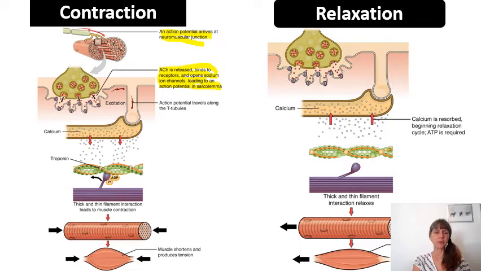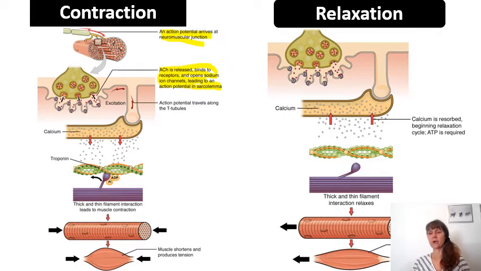Calcium binds to troponin, that pulls tropomyosin out of the way, and now the myosin heads can form a cross bridge with the myosin binding sites on actin. And then we have what is referred to as the sliding filament theory, where the actin is pulled inward towards the middle of the sarcomere by the myosin heads. The muscle shortens and produces tension.